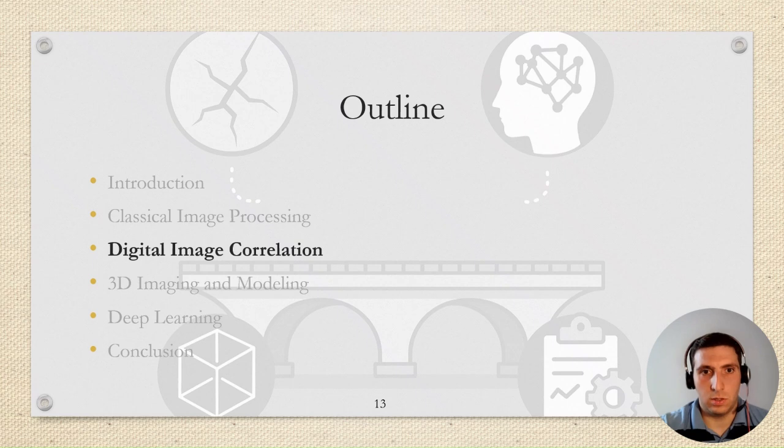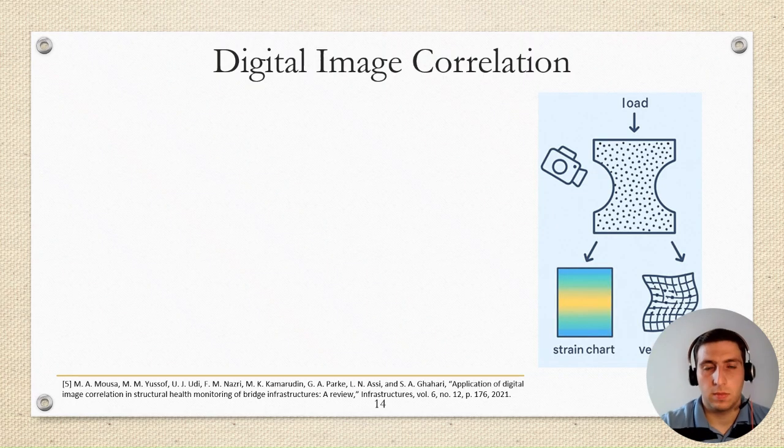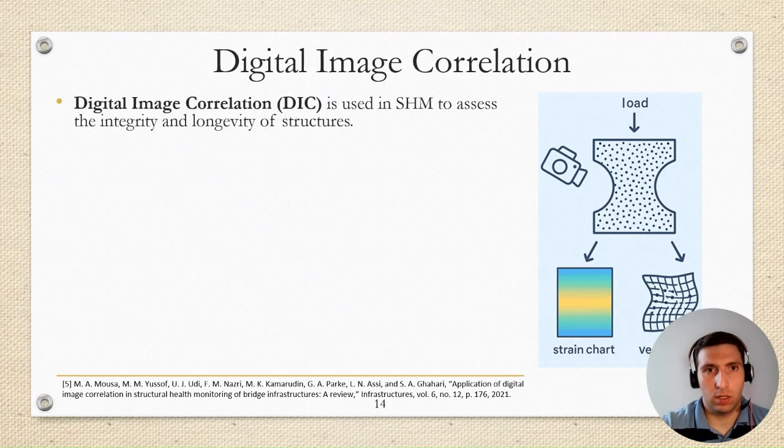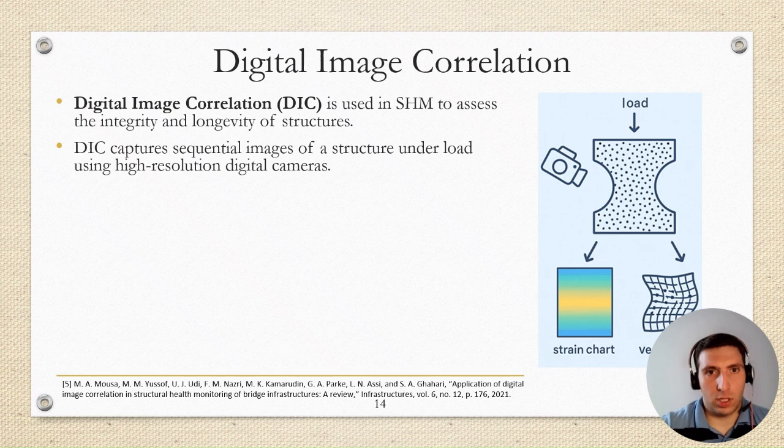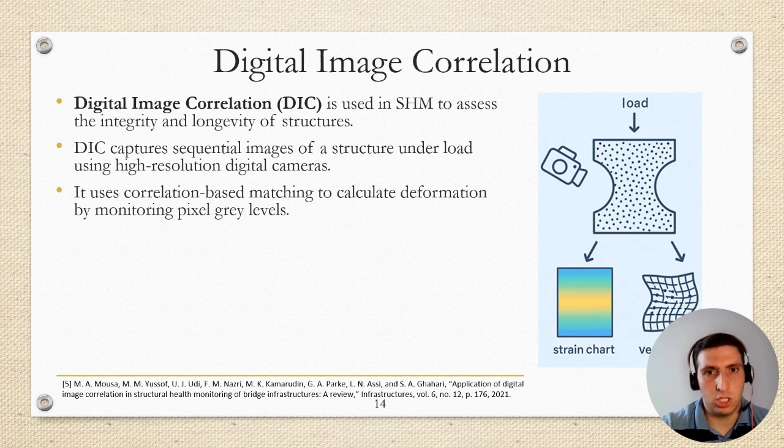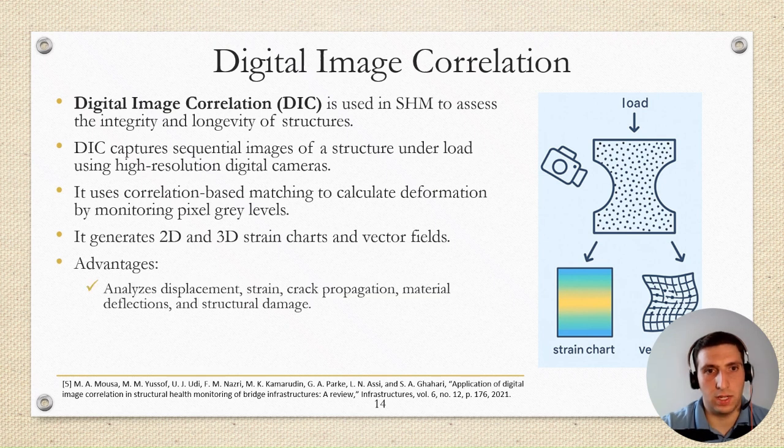Now we will discuss digital image correlation. So what is digital image correlation? It is used in structural health monitoring to assess the integrity and longevity of structures. It captures sequential images of a structure under load using high-resolution digital cameras. It uses correlation-based matching to calculate deformation by monitoring pixel gray levels. It generates 2D and 3D strain charts and vector fields.